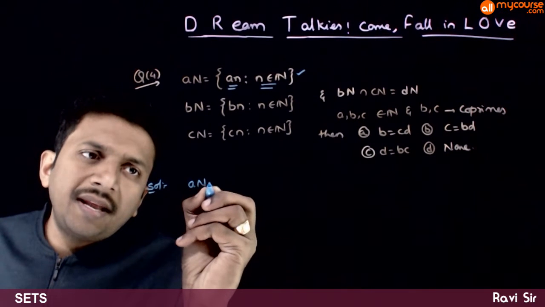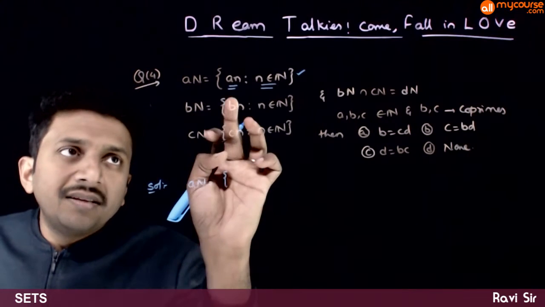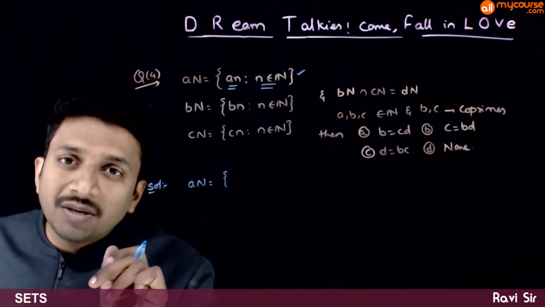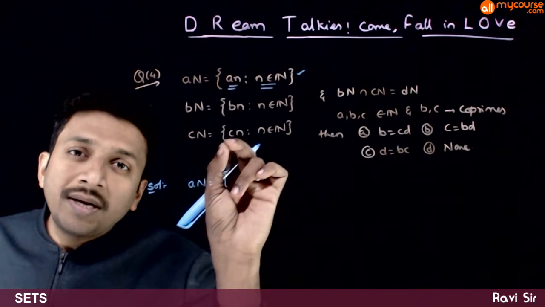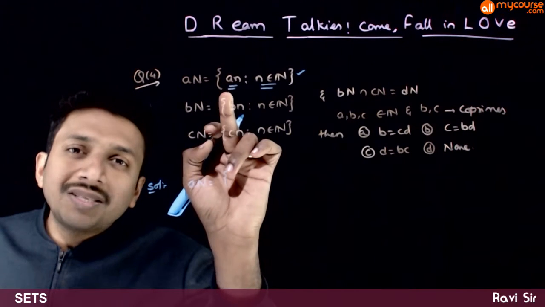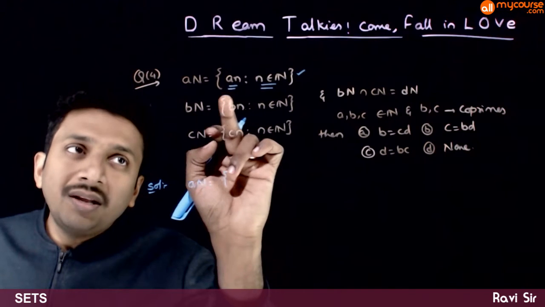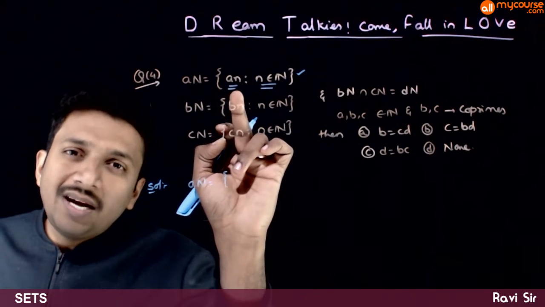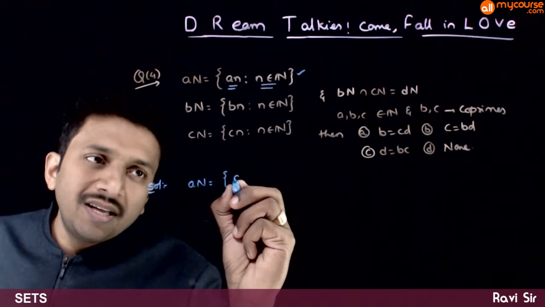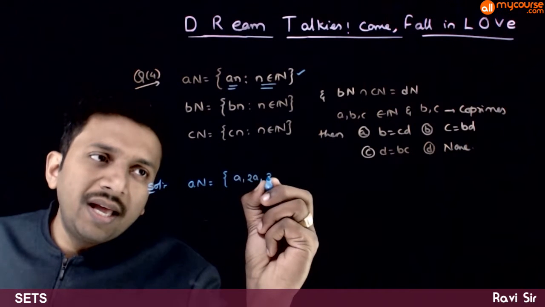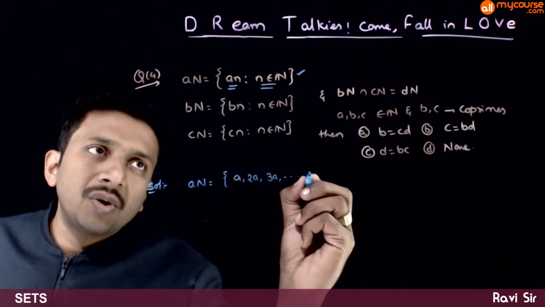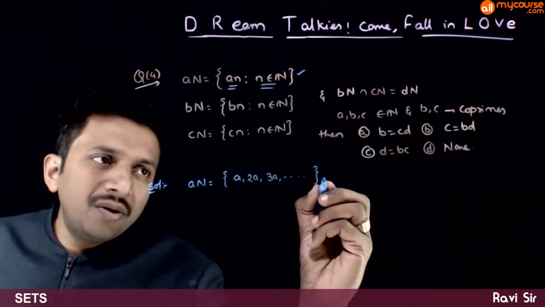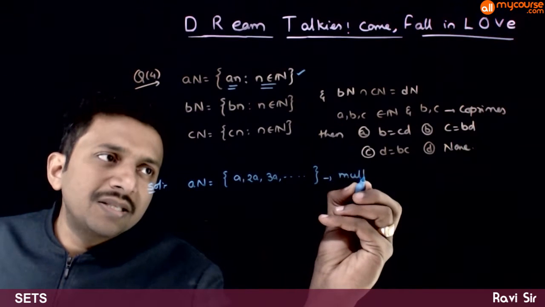So An is nothing but a set containing the elements of the form A into N where N belongs to natural numbers. So N is equal to 1, 2, 3, and so on. So what is A into N? A into 1, A into 2, A into 3, A into 4, A into 5, and so on. It is A, 2A, 3A, and so on. That is, An denotes the multiples of A.